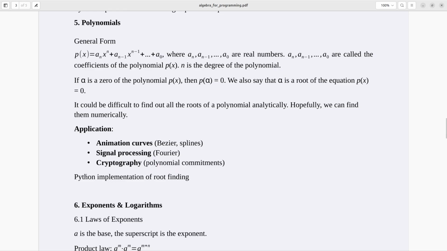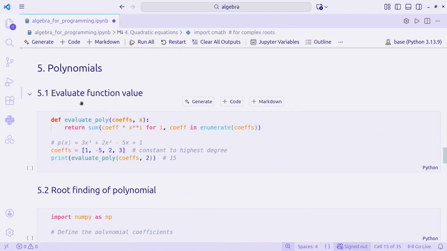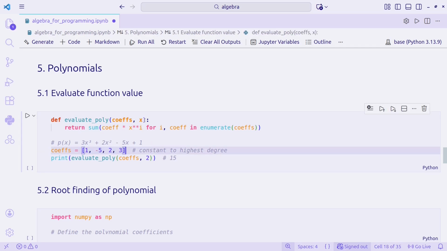So let us see how we can use Python to implement the root finding of a polynomial. So first we can see how to evaluate the function value from a polynomial. So I have to put a list of coefficients into the function, and I also need to provide a point for evaluating the function value. So x will be 2 and the coefficients will be in this list. So I can use this particular function to help us get the sum of the values from each of the terms in the polynomial.